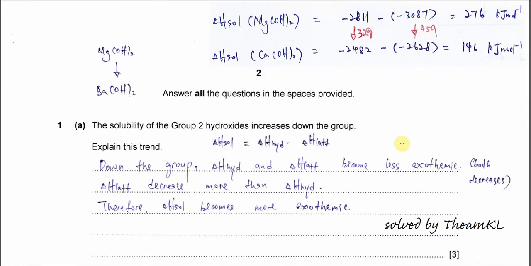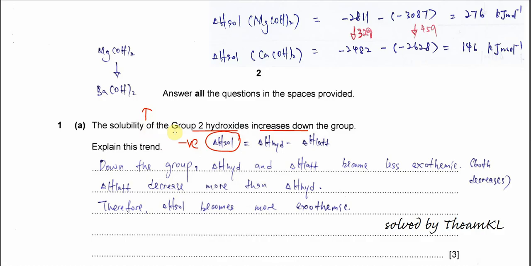Question 1a. This question is about the solubility of group 2 hydroxides, and it already gives a statement that the solubility increases down the group. Before you answer, you must know the relation between solubility and the enthalpy change of solution. When the enthalpy change of solution is more exothermic, the solubility will increase, meaning it will dissolve more. This is the relation.